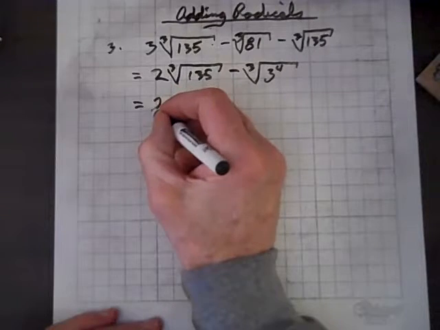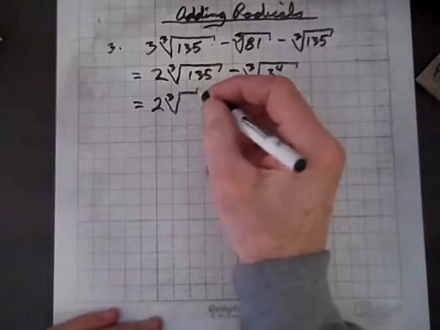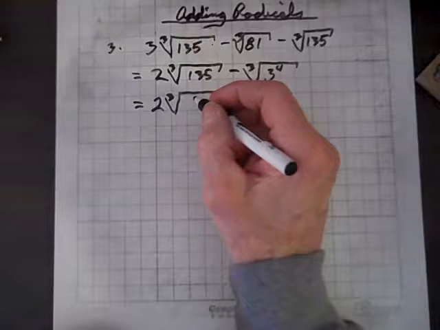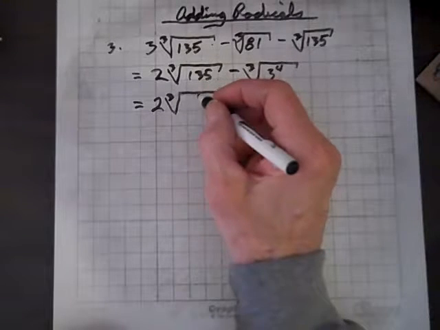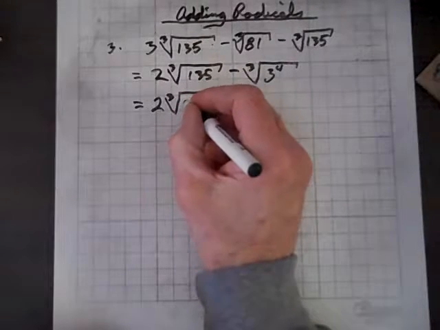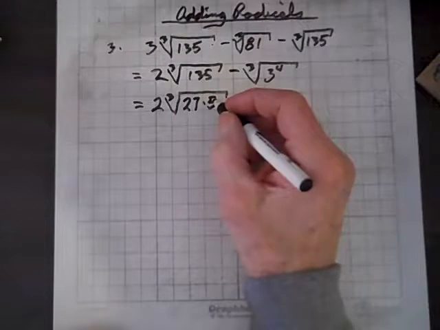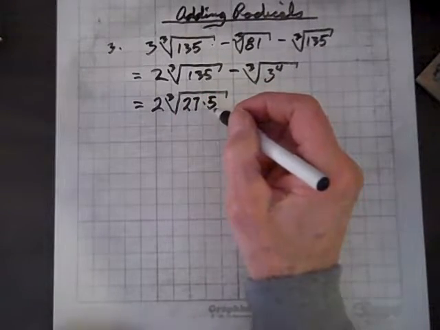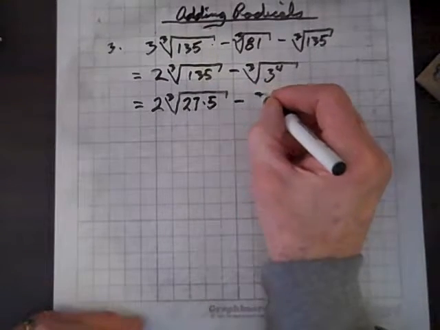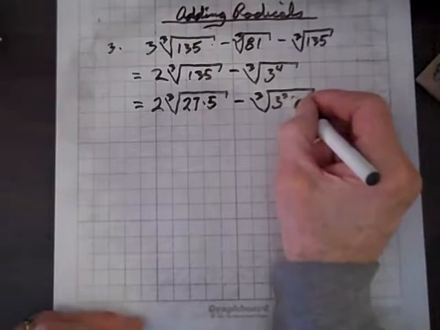Now we have 2 times the cube root of, and by the way, 5 goes into 135 27 times. So that's going to be 27 times 5, because 5 times 20 is 100, and 5 times 7 is 35. And they sum to 135. And this becomes the cube root of 3 cubed times 5.